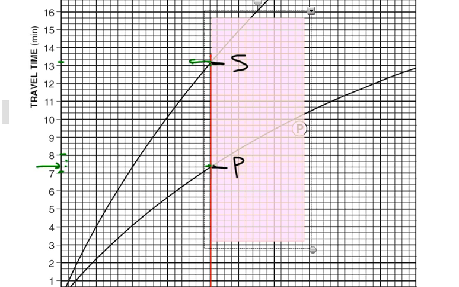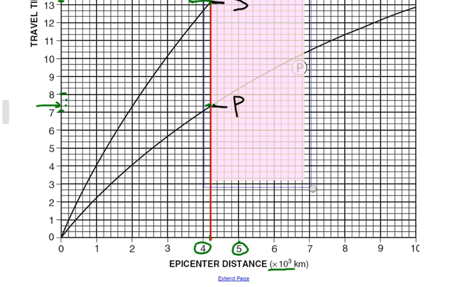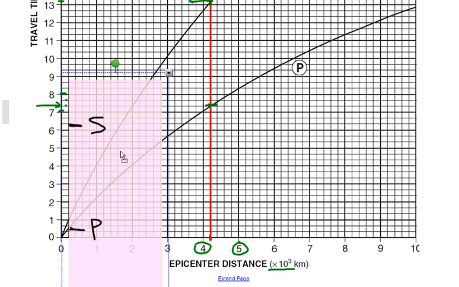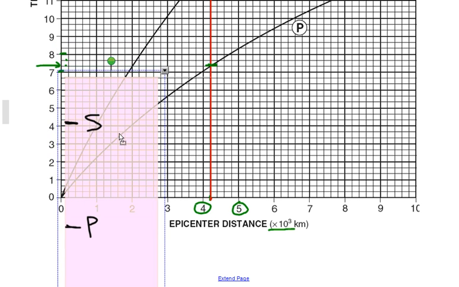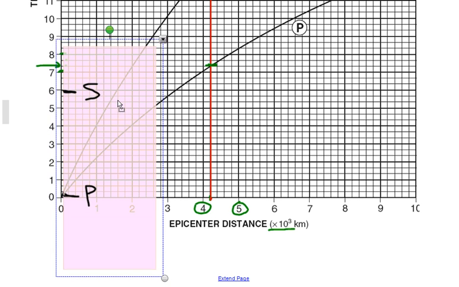What I can do is I can take my piece of scrap paper and I could just slide that down here to the bottom, the P wave, and we can see that the P wave and the S wave are about 5 minutes and 50 seconds apart.